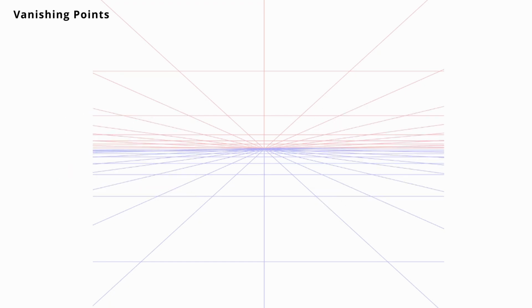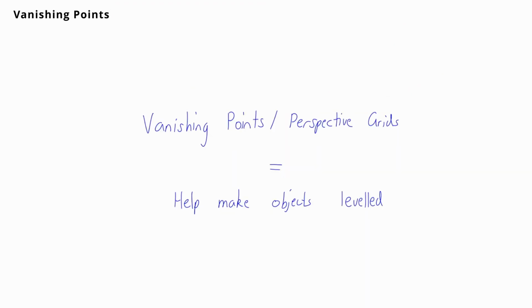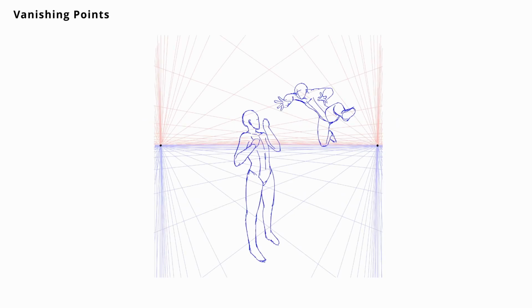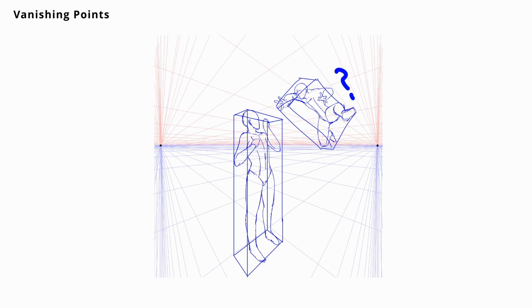A quick aside, these quote-unquote lines, or more accurately, these planes, are what's called a perspective grid. Basically, perspective grids and vanishing points are tools that will help you level your objects to make them appear like they're on the ground. That's also the reason why you don't really see artists try to make characters fit the perspective grid if they're doing a dynamic pose.